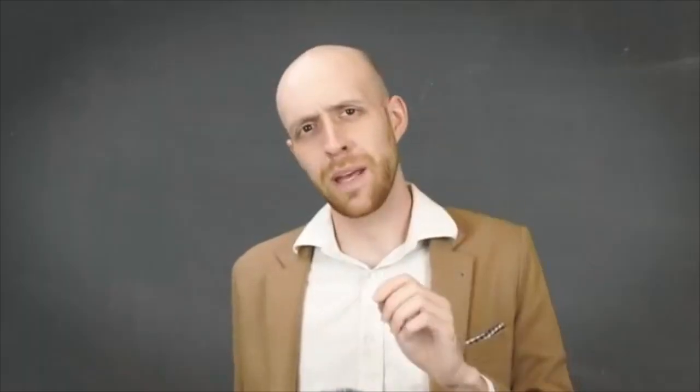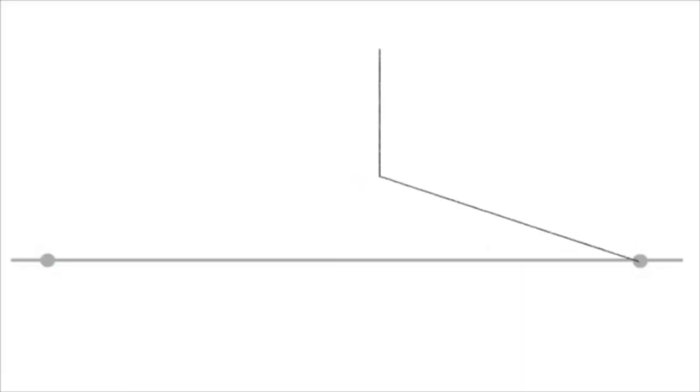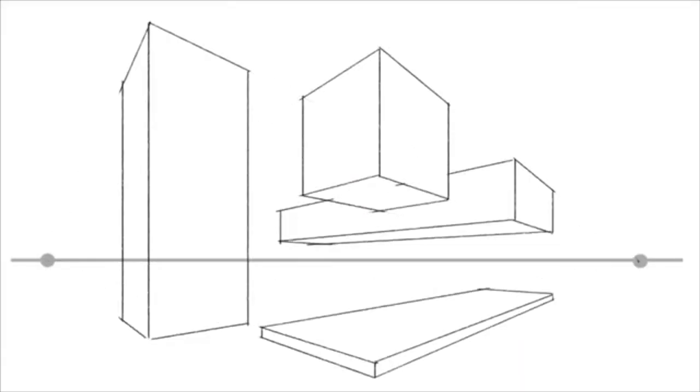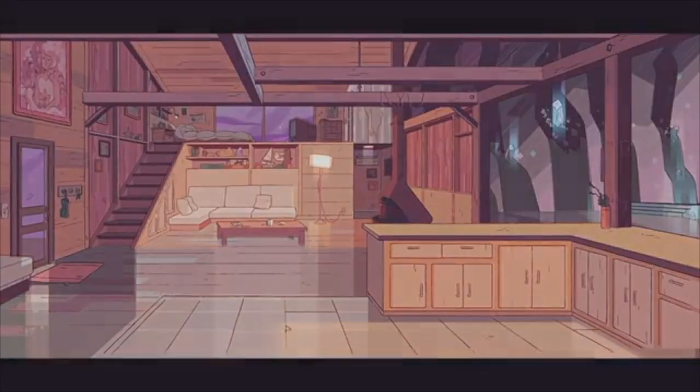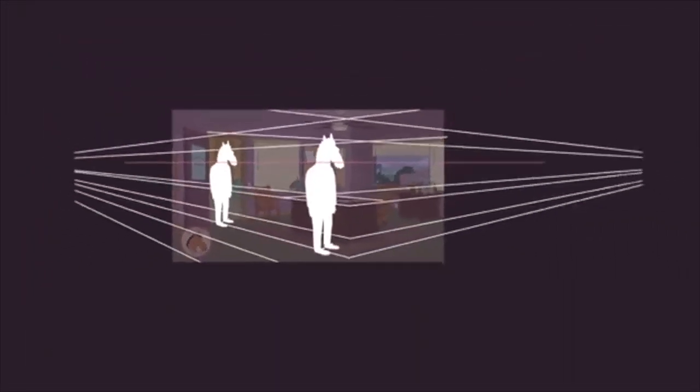Linear perspective is based on horizon lines and vanishing points. Once you place a horizon line and one or more vanishing points, you're ready to draw in perspective. Lots of animated shows that you see on TV use perspective because it adds a sense of realism by grounding it in a believable 3D space.